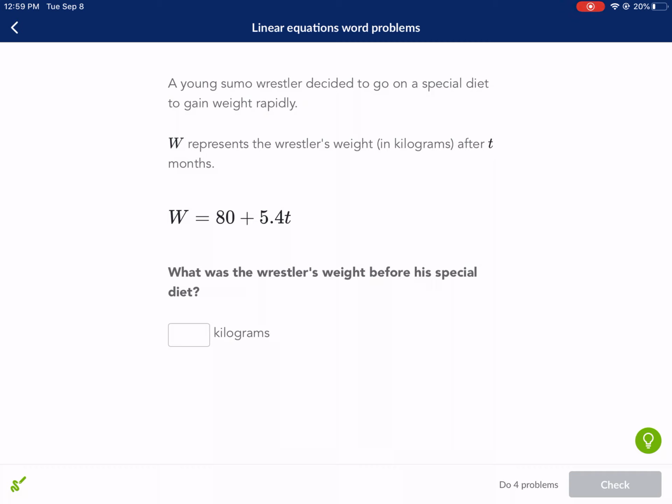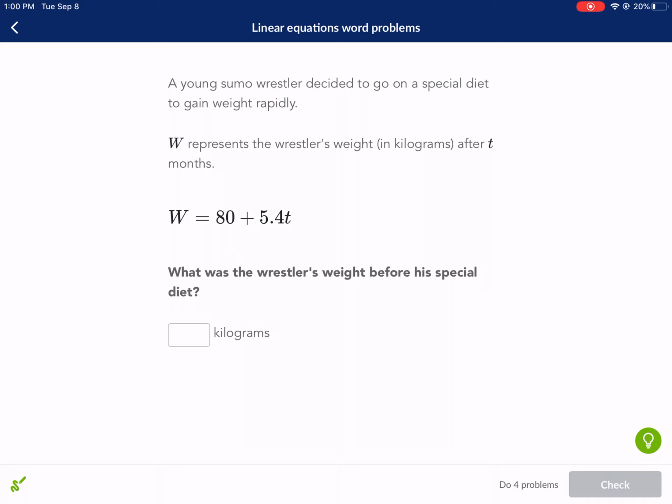A young sumo wrestler decided to go on a special diet to gain weight rapidly. Please do that safely, everyone. Do not try this at home. W represents the wrestler's weight in kilograms after T months. T stands for time, pretty self-explanatory. W equals 80 plus 5.4 T.